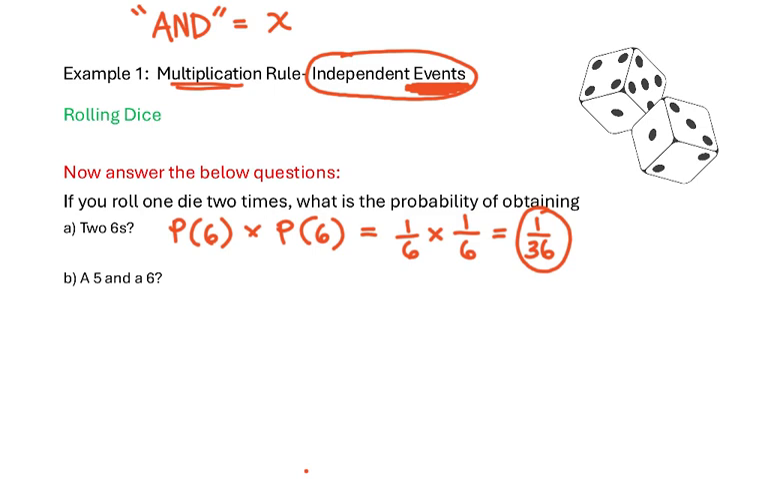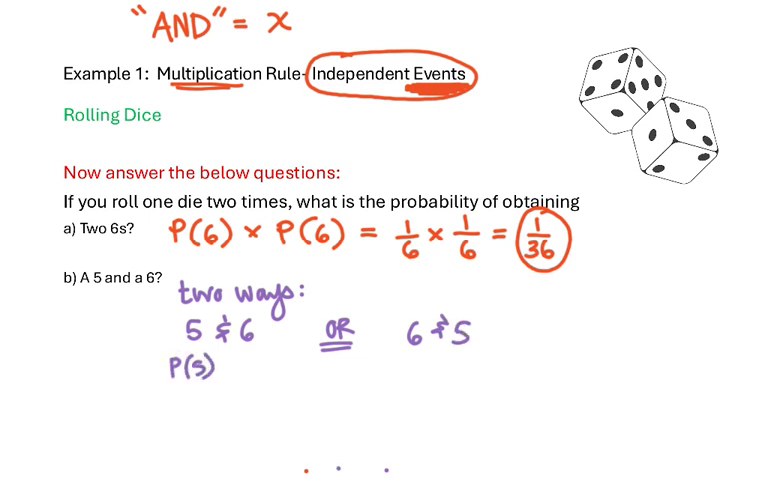Okay, part B is a little bit more complicated and let's see how. It says, what's the probability you roll a 5 and a 6? So let's think for a minute. There's actually 2 different ways to roll a 5 and a 6. You either roll a 5 and then a 6, or you roll a 6 first and then a 5. So we need to think about it. It's the probability of a 5 times the probability of a 6, plus the probability of 6 and the probability of 5.